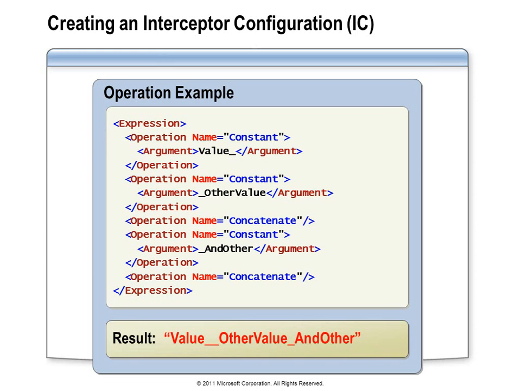And you'll notice that following that is an operation called concatenate. So we've identified the two arguments, value and other value, and now we supply the concatenate, which will operate on those previous two elements. Then we add the operation of constant with "and other", and another operation of concatenate. So there the concatenate will operate on the "and other", and the previous result of the concatenate, so that we get the results shown at the bottom.